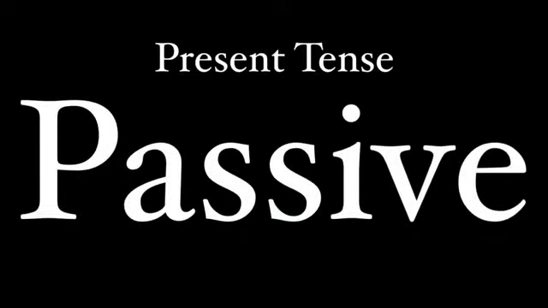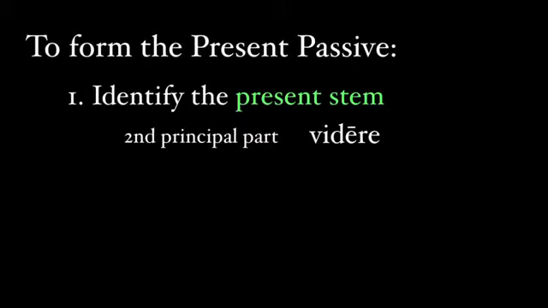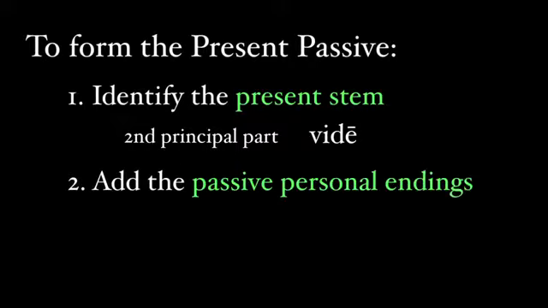What if we wanted to say, though, the girl is seen by Marcus? Instead of an active verb, we would translate is seen with the passive form of video. This video will explore the conjugation of the present tense in the passive voice. The rules for forming the present passive are very similar to the active voice. We first begin with our present stem, which is the second principal part, the present active infinitive, but without the RE ending. Then we add the passive personal endings.